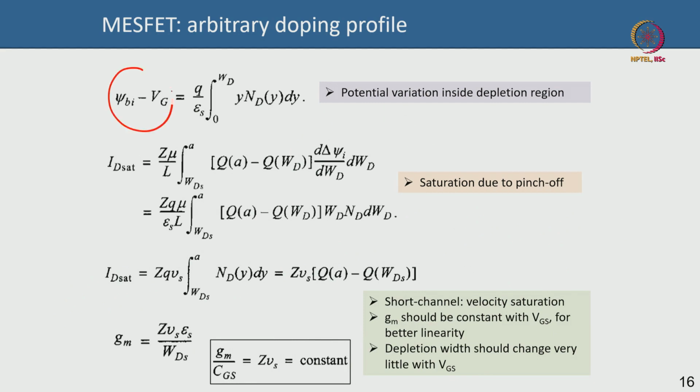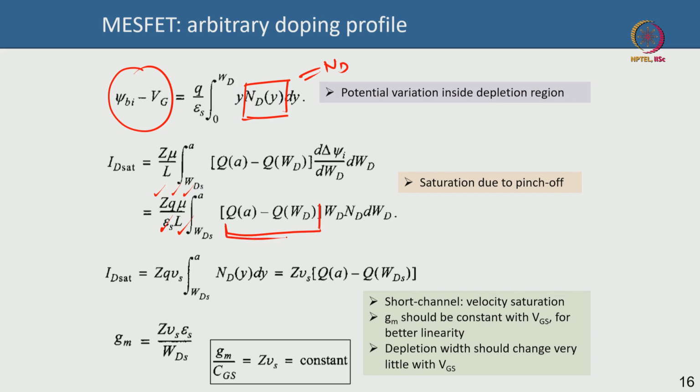This gives you the potential variation inside the MESFET channel if there is a variation in the doping. N_D(y) is the doping variation along the y direction; in a constant doping case this is just N_D, but now it is N_D(y). This expression has come from some derivation, we do not have to worry. You can integrate this to get the current, which comes out to be the width of the device, charge, mobility, dielectric constant, length, times Q_A minus Q_W_D.